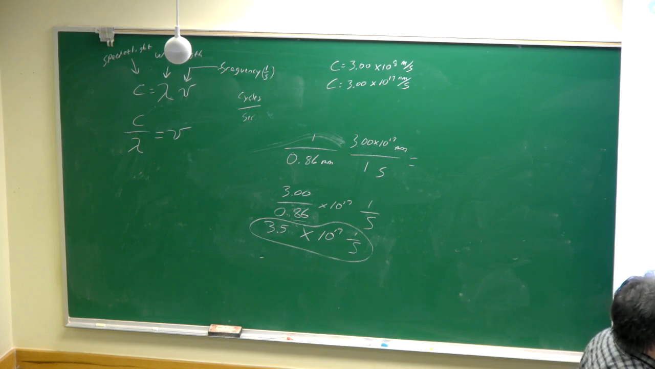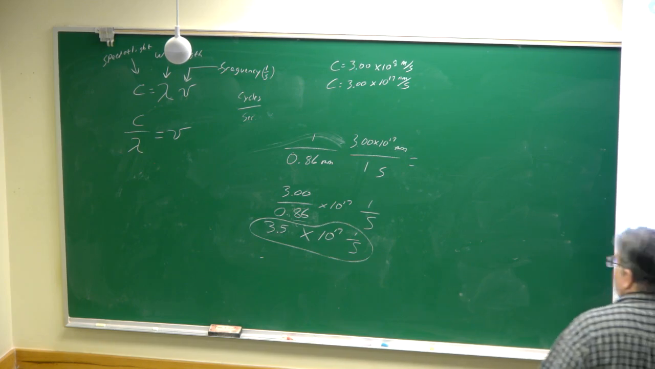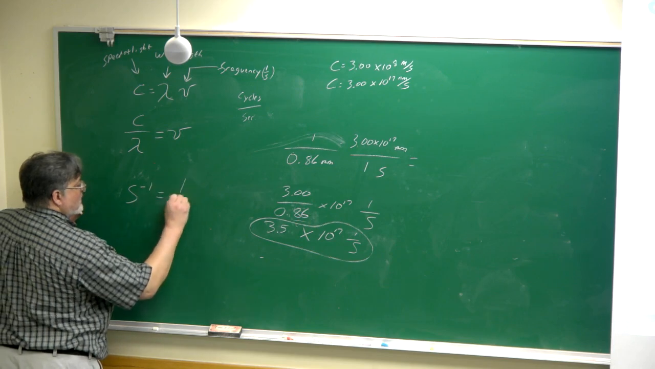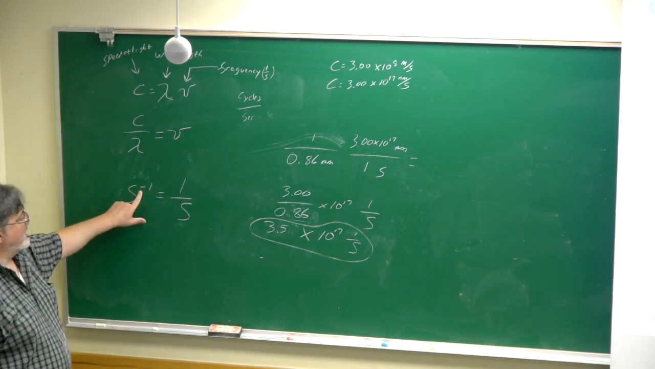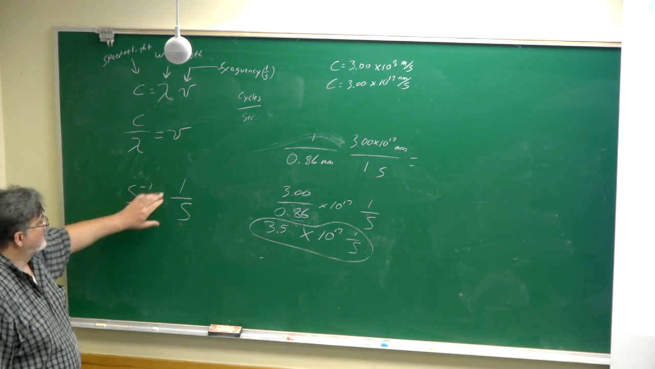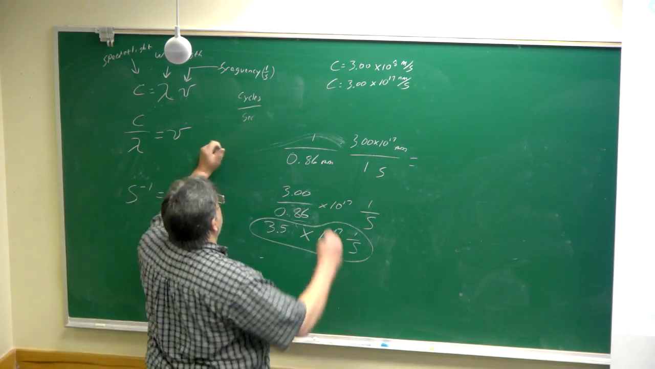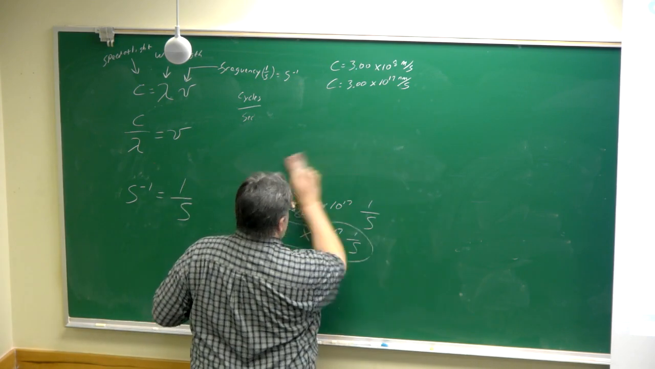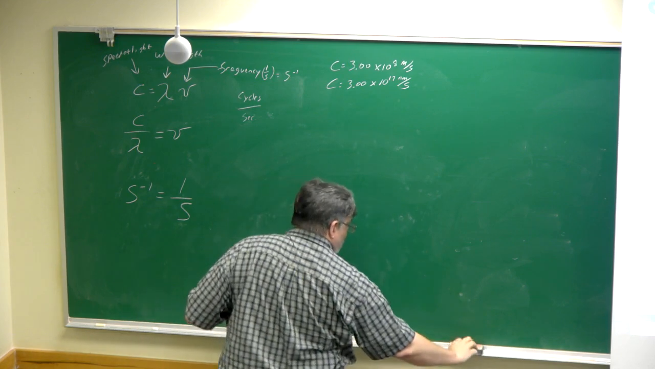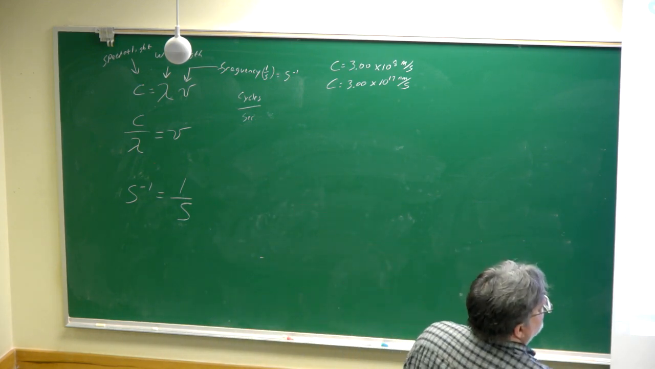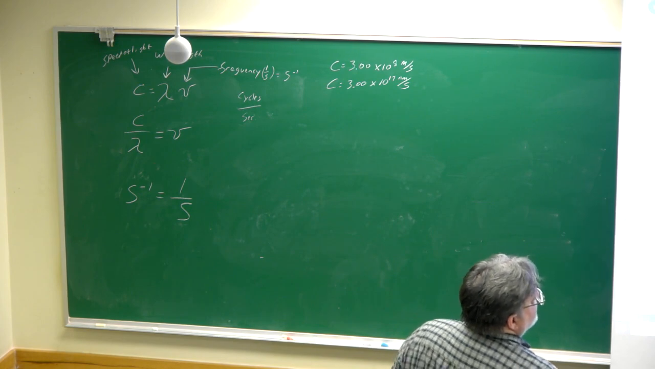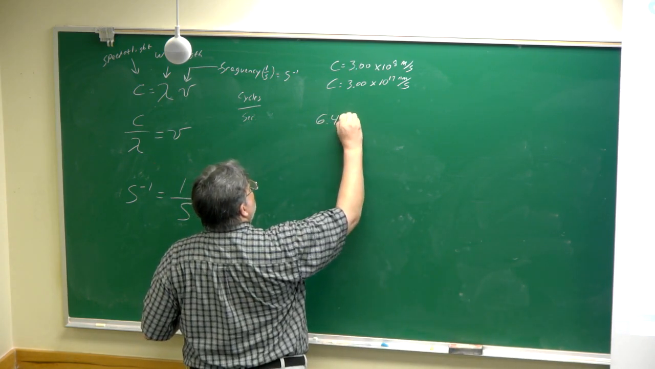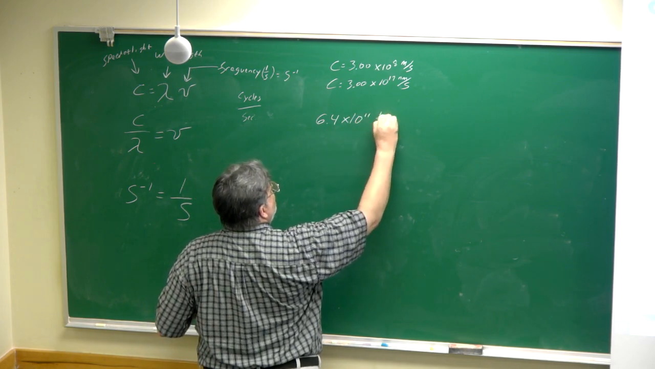What is the wavelength of radiation that has that as a frequency? Just notation-wise, realize s to the -1, they could have written this as s to the -1. It could also be written as 6.4 times 10 to the 11 per second.